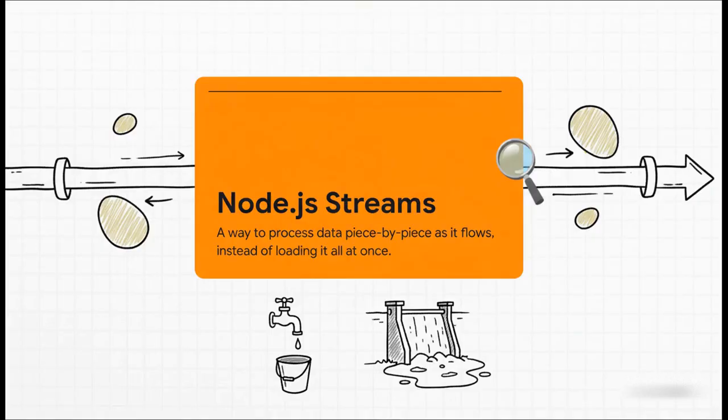So say hello to Node.js Streams. The idea is actually really simple. Instead of waiting for every single last byte of that giant file to show up before you even start doing anything with it, Streams let you work on it piece by piece as it's flowing in, just like a river. There's no waiting around, no flooding your memory. It's just a smooth, continuous, and most importantly, an incredibly memory-efficient way to work with data.